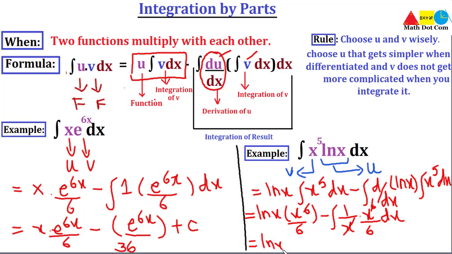Natural log of x into x raised to power 6 divided by 6, minus integration of x raised to power, we have to take the 1 over 6 out, so it means the integration of x raised to power 5 needs to be found. So the integration of x raised to power 5 will be x raised to power 6 divided by 6. So this is the integration of this function.